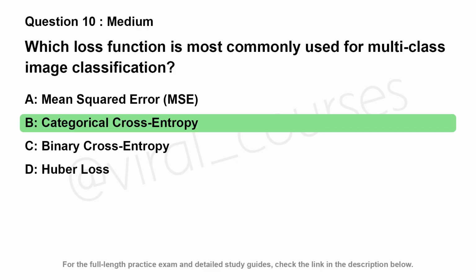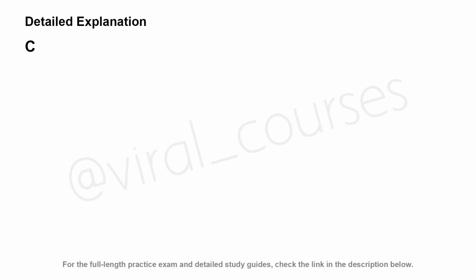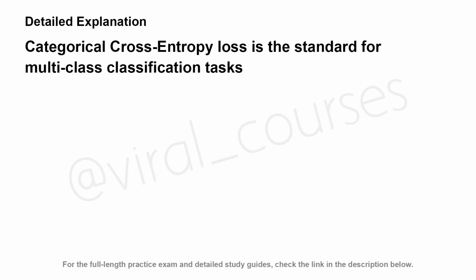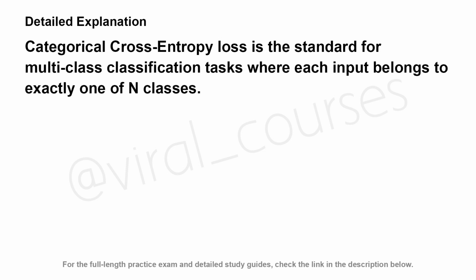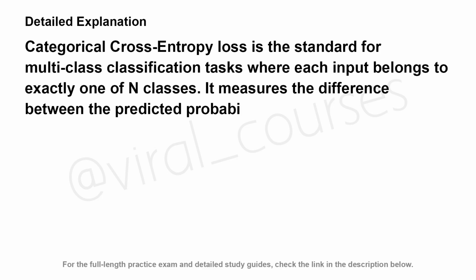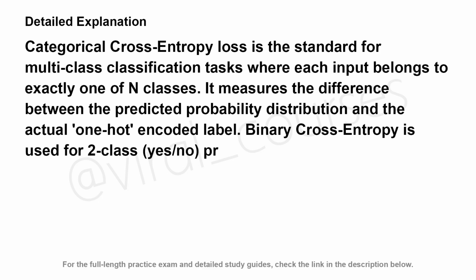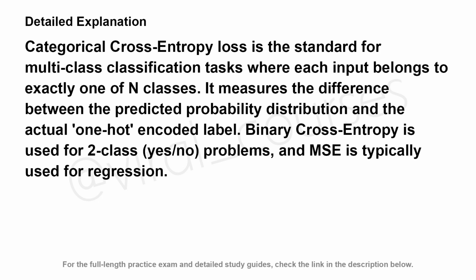The correct answer is B. Categorical cross-entropy loss is the standard for multi-class classification tasks where each input belongs to exactly one of n classes. It measures the difference between the predicted probability distribution and the actual one-hot encoded label. Binary cross-entropy is used for two-class yes-no problems, and MSE is typically used for regression.